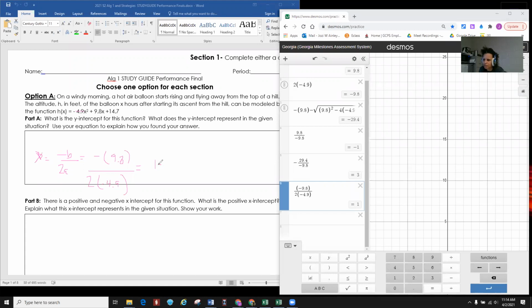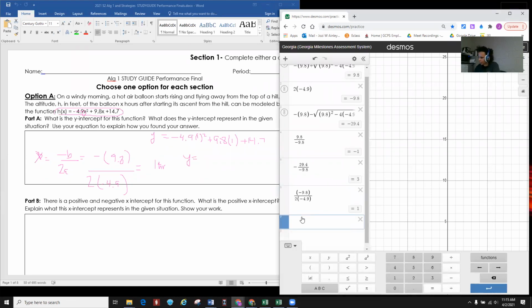So this is the time, in hours. This is the time it takes to get to your maximum height. So it's 1 hour. So what you have to do is plug it back into your equation. Where you see X, you're going to put this 1 hour. So it's negative 4.9, since you have to show your work, negative 4.9 times 1 hour squared plus 9.8. You're just rewriting the equation with the X being 1, plus 14.7, since you want the height. So this is the time it takes to reach that maximum height, and this is going to be the actual height. And you're just going to stick that into the calculator.